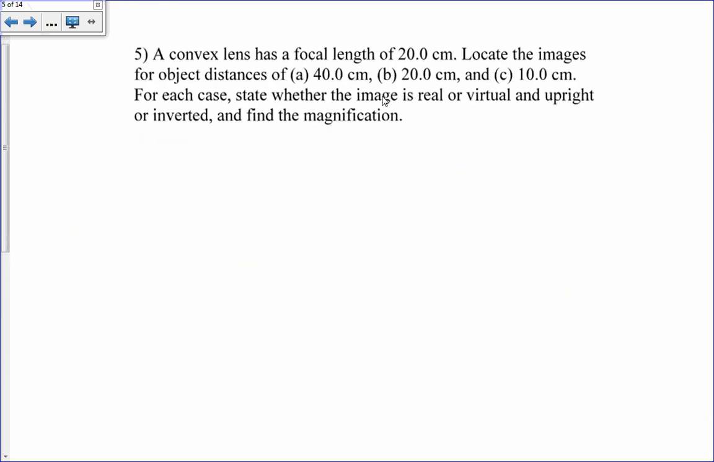A convex lens has a focal length of 20 centimeters. Remember, a convex lens looks like this. It has a positive focal length, so F is plus 20. I want to know the images for these object distances, and for each case describe the image and find the magnification.